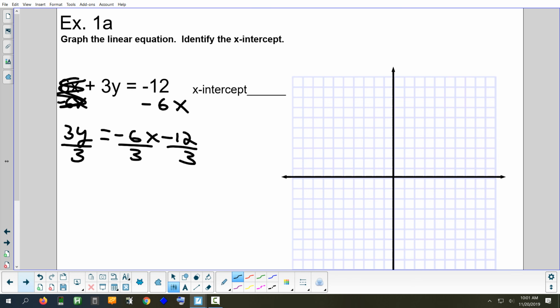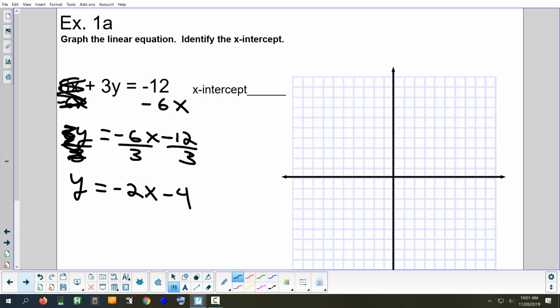What's 3 divided by 3? Yeah, 1y. So that's gone. What's -6 divided by 3? -2. And what's next to that -2? X. What's -12 divided by 3? -4.